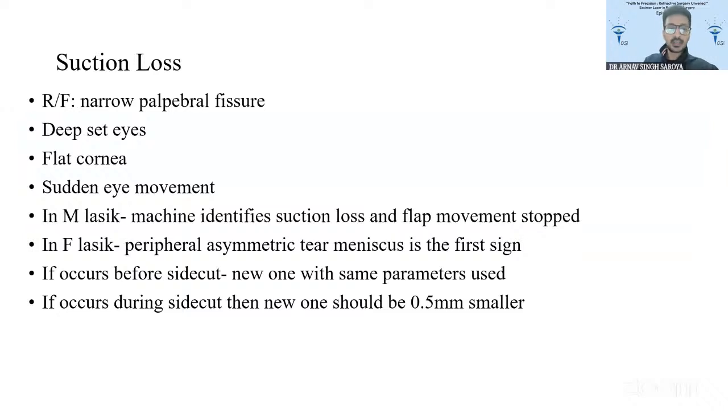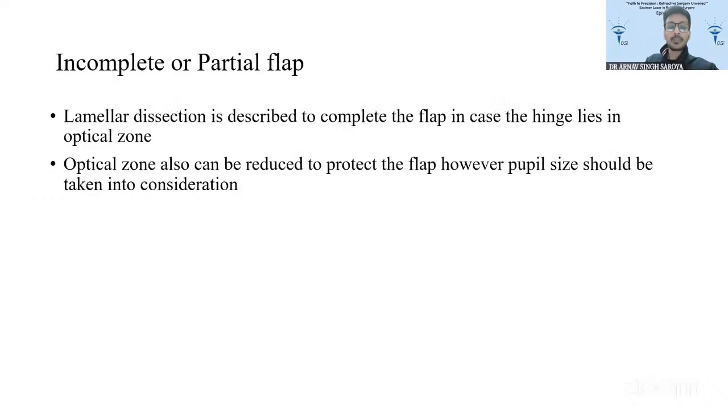Suction loss is very common in deep set eyes, flat corneas, or when the patient has a sudden eye movement during surgery. In microkeratome LASIK, the machine identifies suction loss and the flap movement is stopped. In femtosecond LASIK, a peripheral asymmetric tear meniscus is one of the first signs that should be identified as early as possible. If it occurs before the side cut, we can make a new one with the same parameters. And if it occurs during the side cut, then a new optical zone should be made 0.5 mm smaller.